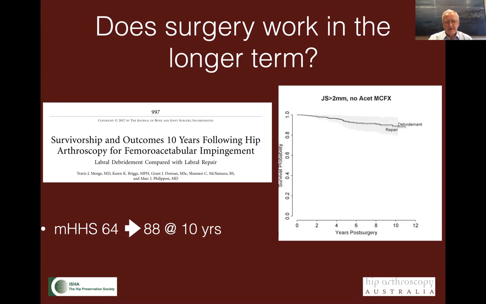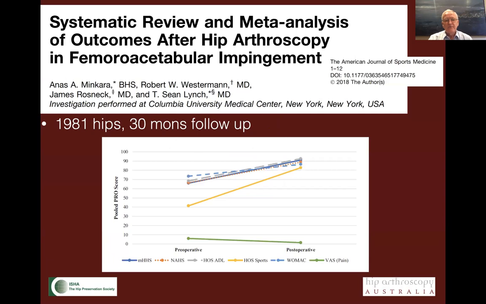These patients were selected a few years later when arthroscopy had really come of age, and so the selection criteria were a little tighter. Systematic reviews have been done in numbers, and this is one where over a group of nearly 2,000 patients followed for 30 months and more, all of these various scores showed marked improvement, and the postoperative pain levels, the visual analog scales, have dropped away to very low numbers.